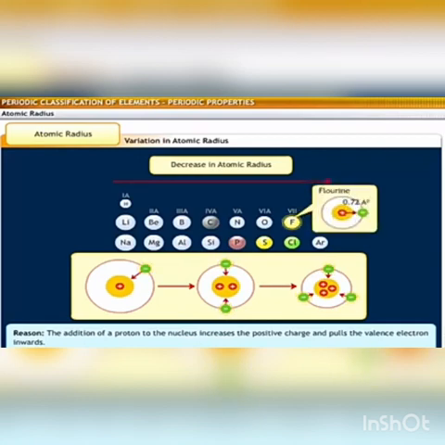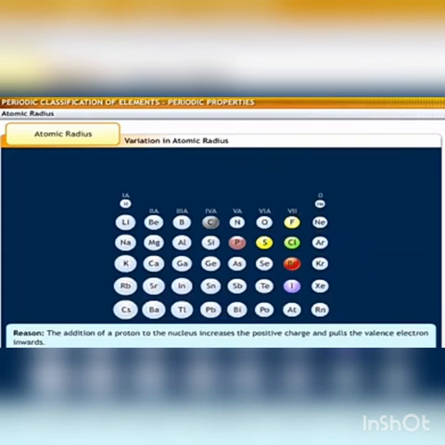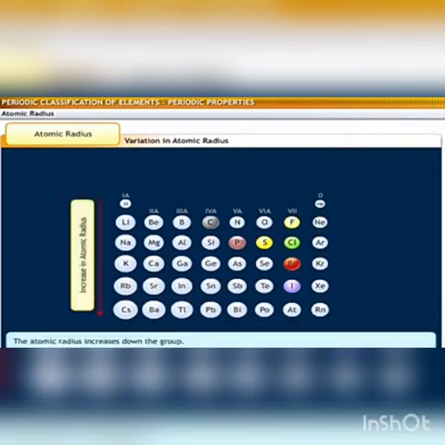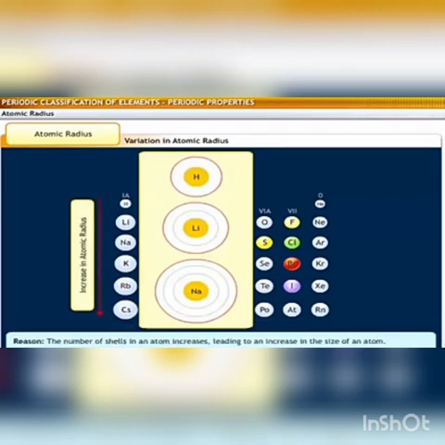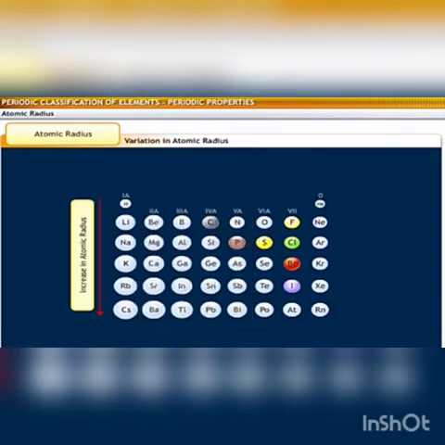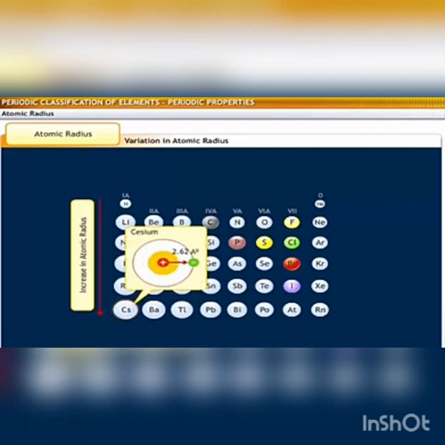Fluorine, a halogen atom, has the smallest atomic radius of 0.72 angstrom units. On the other hand, atomic radius increases down a group. This is because when you go down a group, electrons enter a new principal energy level, and the number of shells in the atoms increase. Therefore, the size of an atom increases down the group. In the periodic table, cesium, Cs, an alkali metal, has the highest atomic radius of 2.62 angstrom units.